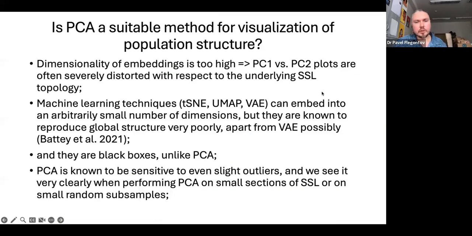And PCA, moreover, is known to be sensitive to even slight outliers. That's actually a well-known problem. And we see this very clearly when performing PCA on small sections of landscapes. Remember where I showed landscapes with high gene flow intensity, which is equivalent to taking just a small section of a bigger landscape with low intensity. And there we usually see many outliers just popping up.